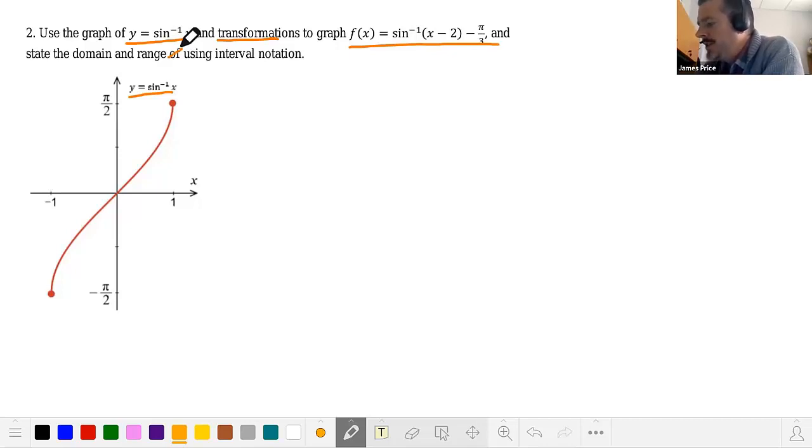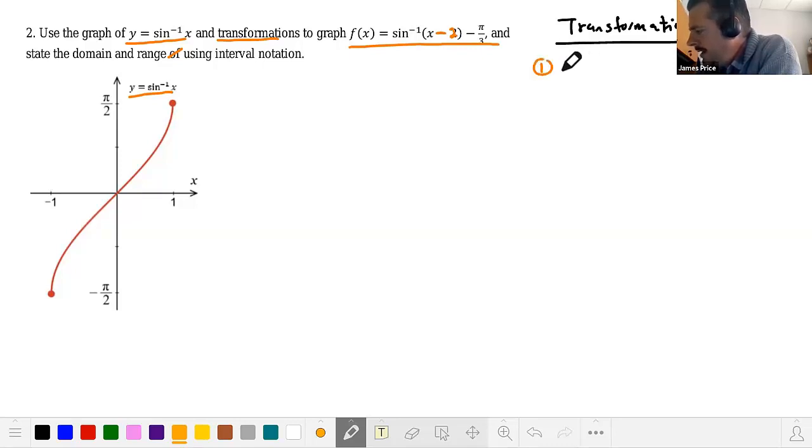All right, so first, let's identify our transformations. Hopefully you see there are 2 of them, and we're going to write them down. So what are the 2 transformations being used here? Well, the first transformation is that -2. If you take away 2 on the inside, it's a horizontal thing. So it's a horizontal shift.